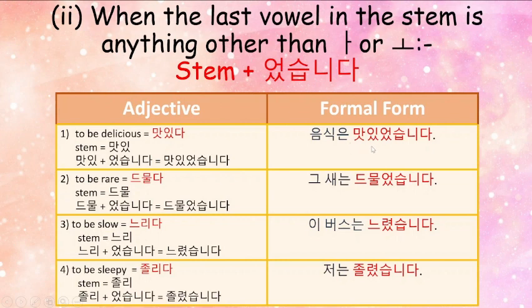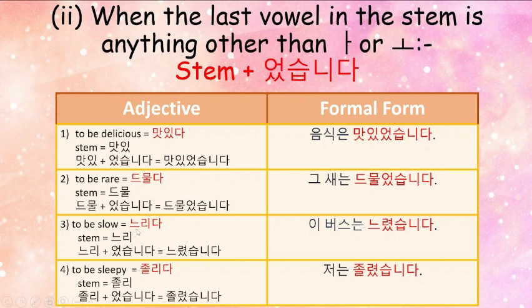음식은 맛있었습니다. Alright? Next example is the adjective 드물다, which means to be rare. Here the stem is 드물. Here also the last vowel is neither a nor o. So what will be the ending? osimnida. And it will become 드물었습니다. For example, I have to say that the bird was rare. 그 새는 드물었습니다. Alright?